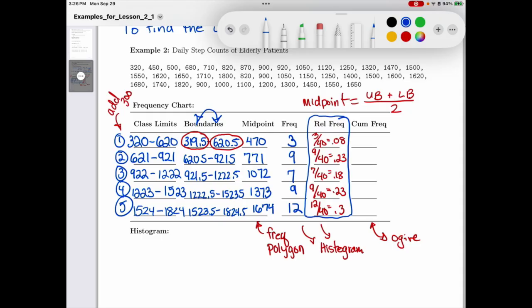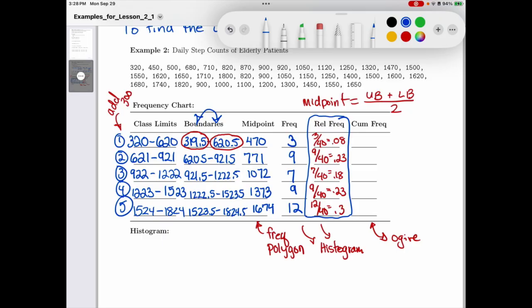Now, if you're rounding your relative frequencies, that might be slightly off from 1. You might get like 0.998 or something that's really close to 1, but it may be a little bit off from rounding, but it should be close enough that when you check it, you can see that you've done it correctly.